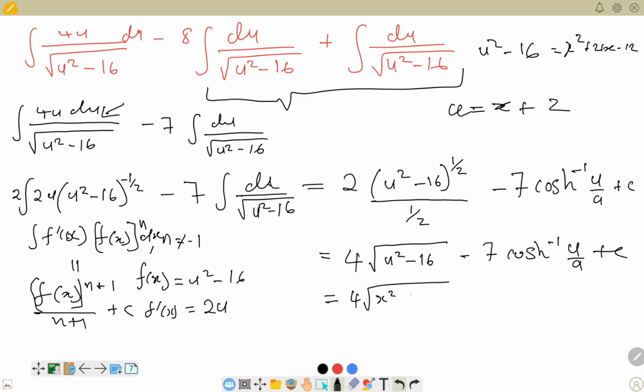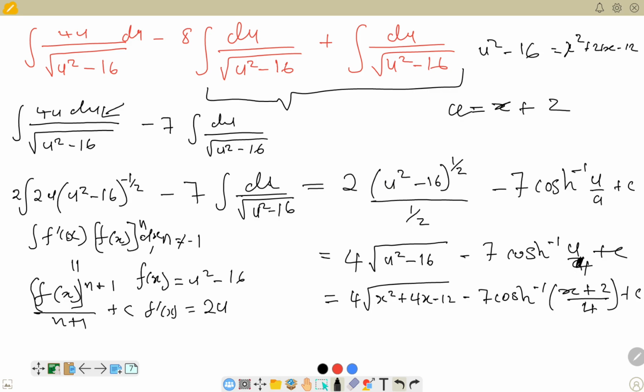So this is the same as the square root of x squared plus 4x minus 12. This is a cosh. Then we have x plus 2 in the place of u. And then our a is actually going to be 4, because 4 squared is 16. So actually here I was supposed to have u over 4 plus C.